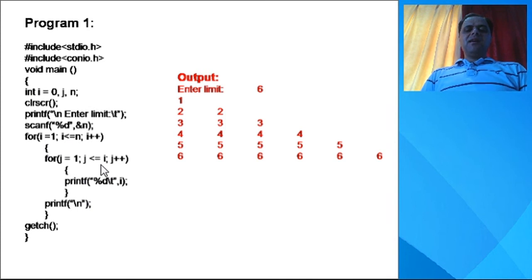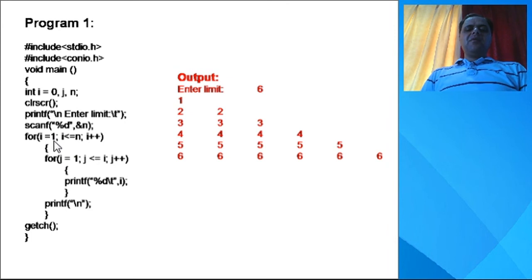So again here 3 got printed, because the value of j is 1, then 3 got printed, then it becomes 2, then 3 got printed, then it becomes 3, then 3 got printed, then it becomes 4. Then this condition fails, and again control goes to the outer for loop.